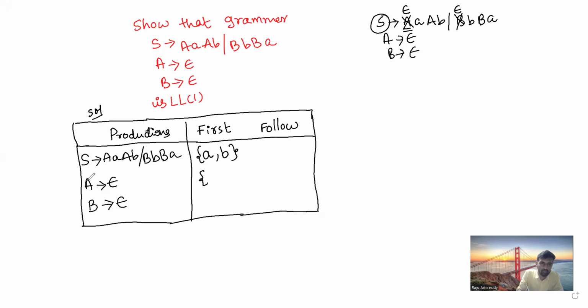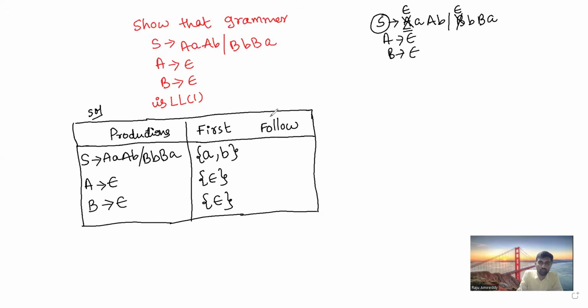Now what is the first of capital A? This is ε. There is no value there, so you write ε. And first of B is also ε. So like this, we can produce the first values.